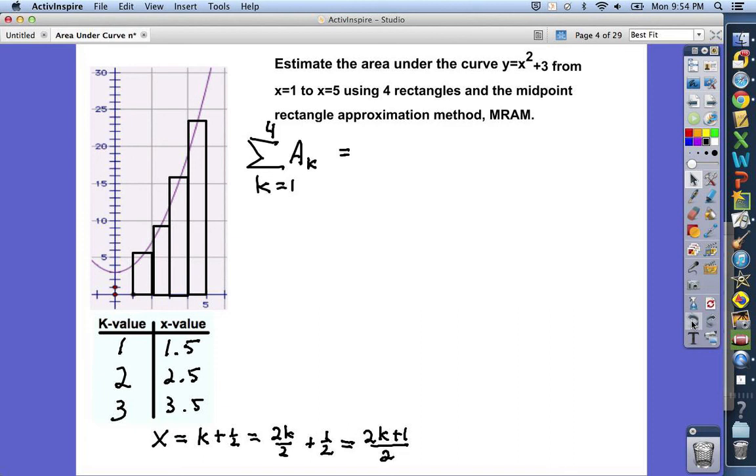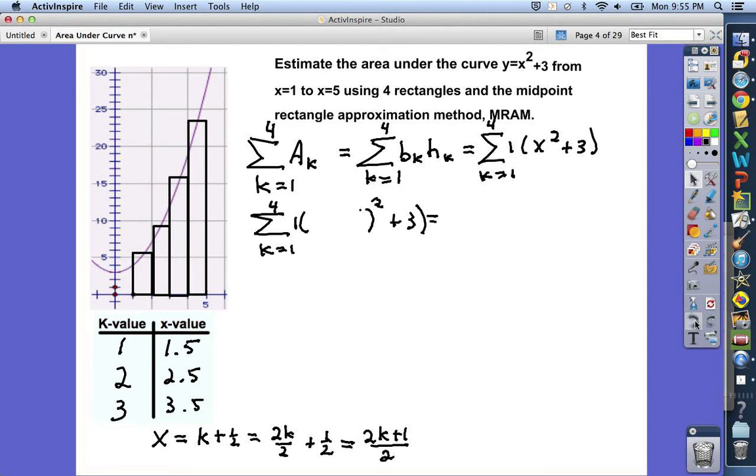The approach with the sigmas is not going to change since we're using 4 rectangles. It's k equals 1 to 4, area of the kth rectangle. Each rectangle has the formula for area of base times height. The base in this case, which is also known as the width or the delta x, is 1. And the height can be found using the equation x squared plus 3. But we're going to rewrite that expression without the x, because for the x we are going to put in 2k plus 1 divided by 2.